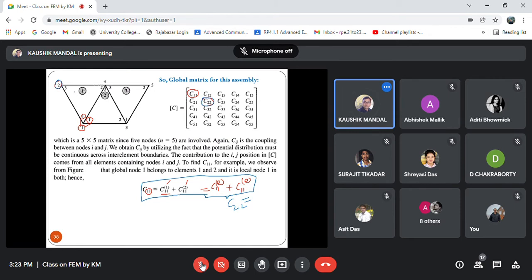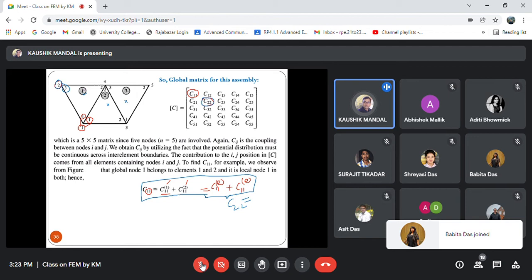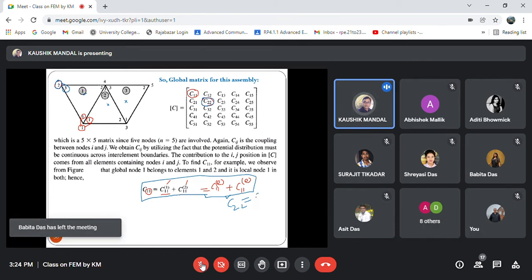This global node 2 is only connected with element number 1. It is only connected with node 3 of element 1, not with element 2 or element 3. Only node 3 of element 1 is connected, not 2 or 1. So this C22 will be equal to C33 of element 1.